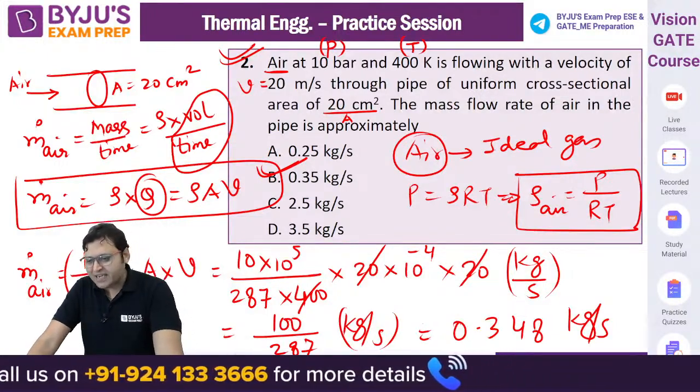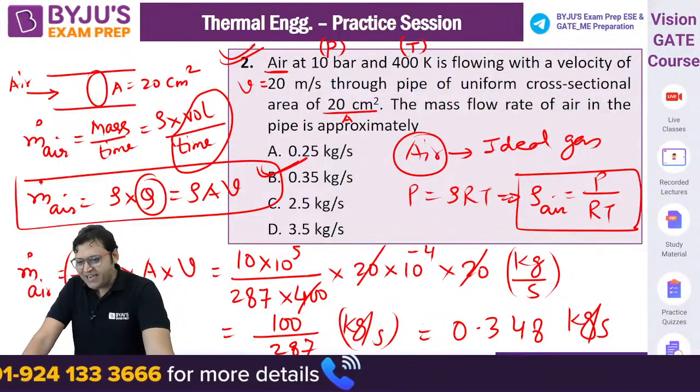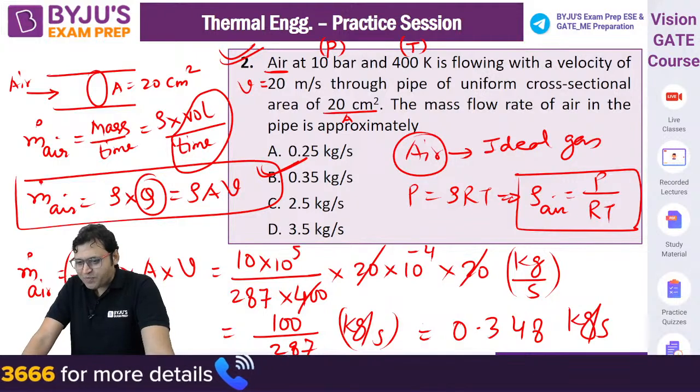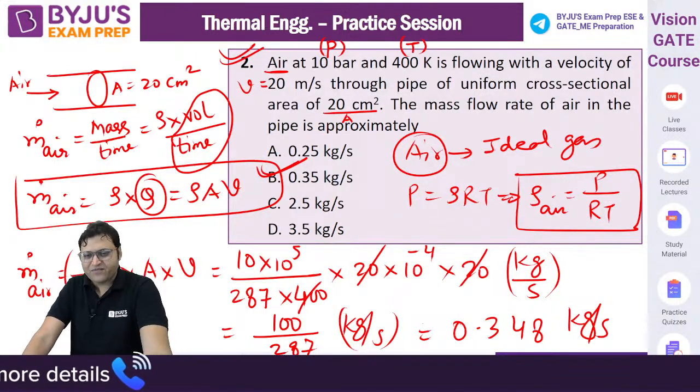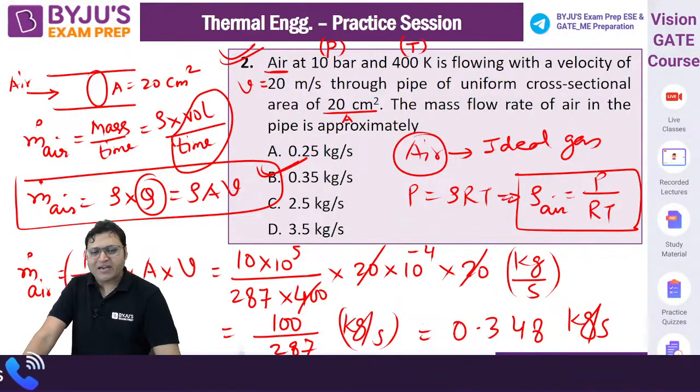I hope this is clear. D is not there, so how D? The right option is 0.35. It will be 0.35.